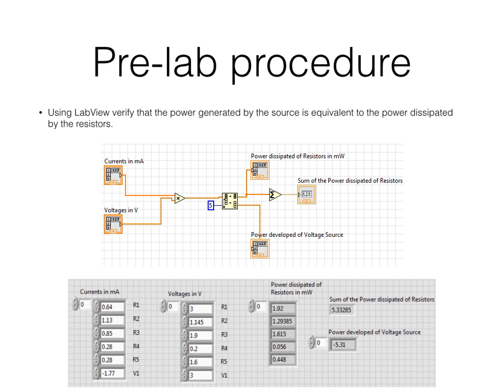The next part of the pre-lab, we will be using LabView to verify that the power generated by the source is equivalent to the power dissipated by the resistors. To do this, we must construct a VI. An example VI is shown.